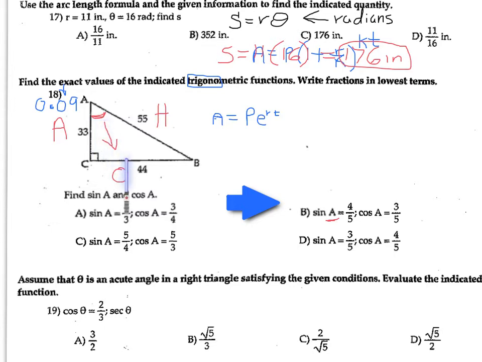So sine of A is 44 over the hypotenuse, which is 55. Yes. Okay. So 44 over 55, reduce it by 11, is 4/5. Now cosine. Cosine is adjacent over hypotenuse, right? Yes. So it's 33 over 55, reduce it by 11 is 3/5, and that's why it's B.